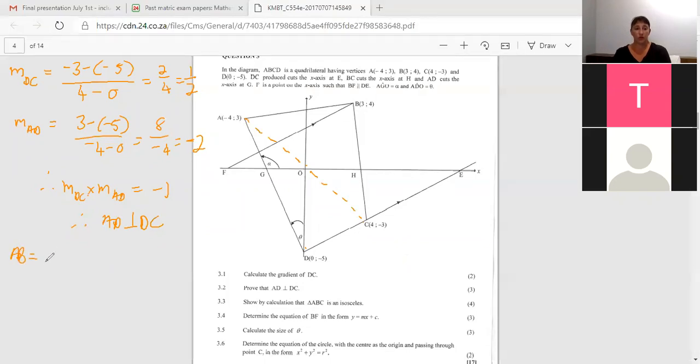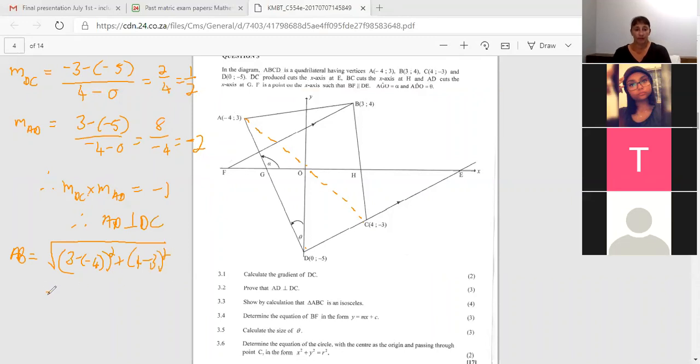AB equals the square root of 3 minus 4 squared plus 4 minus 3 squared. 3 minus 4 is 7. 3 plus 4 is 7. 7 squared is 49. Plus 1 is 50. So this is root 50. And it simplifies to 5 root 2. If you go root 50 on your calculator and push equals, you should get 5 root 2.